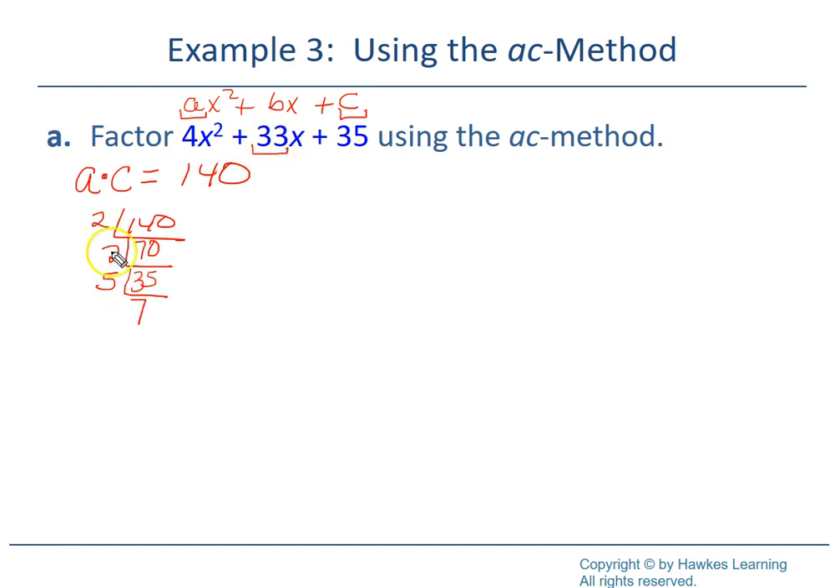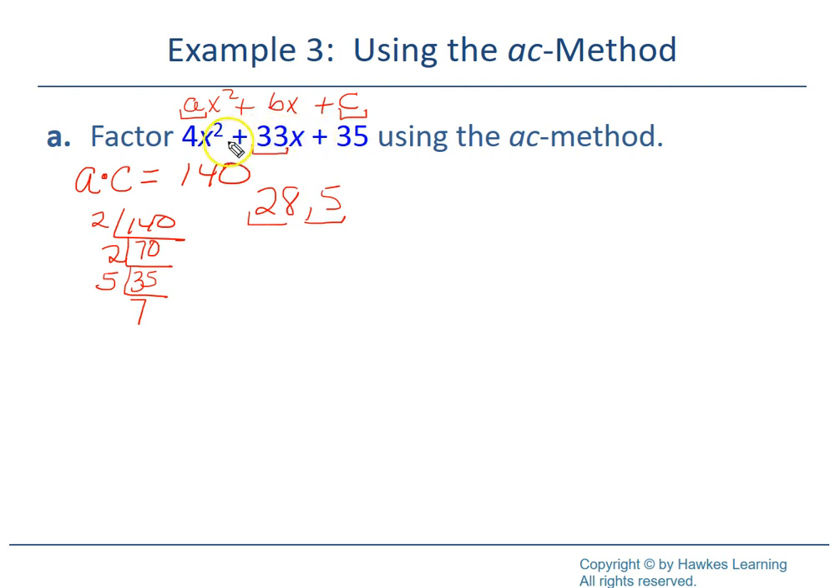So what combination of these will give us a 33? Well, if we go 2 times 2 is 4, times 5 is 20. 20 and a 7, no, that's only 27. Now how about if we go 2 times 2 is 4 times 7, that's a 28, and then a 5, that adds up to 33. So these are going to be our factors here.